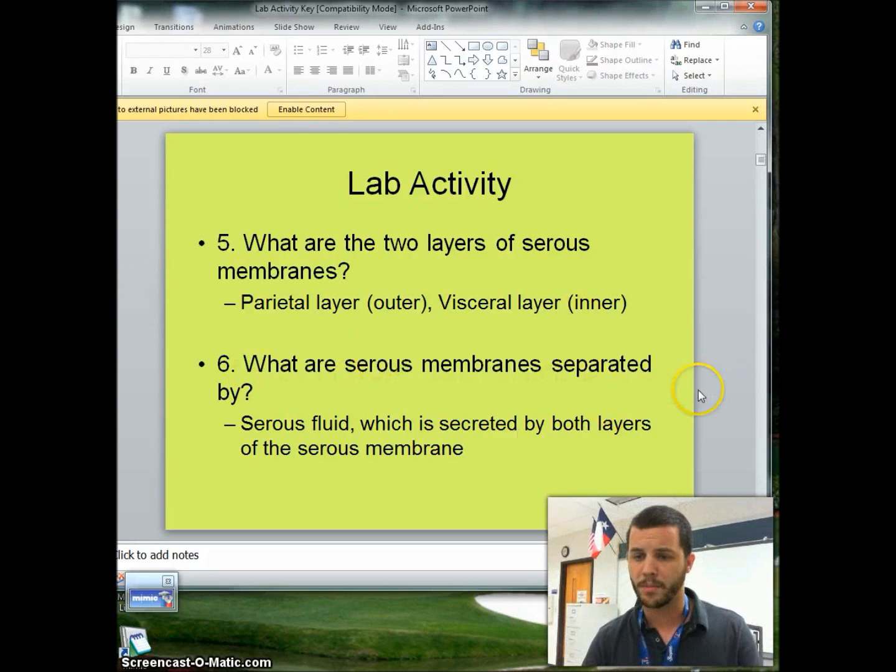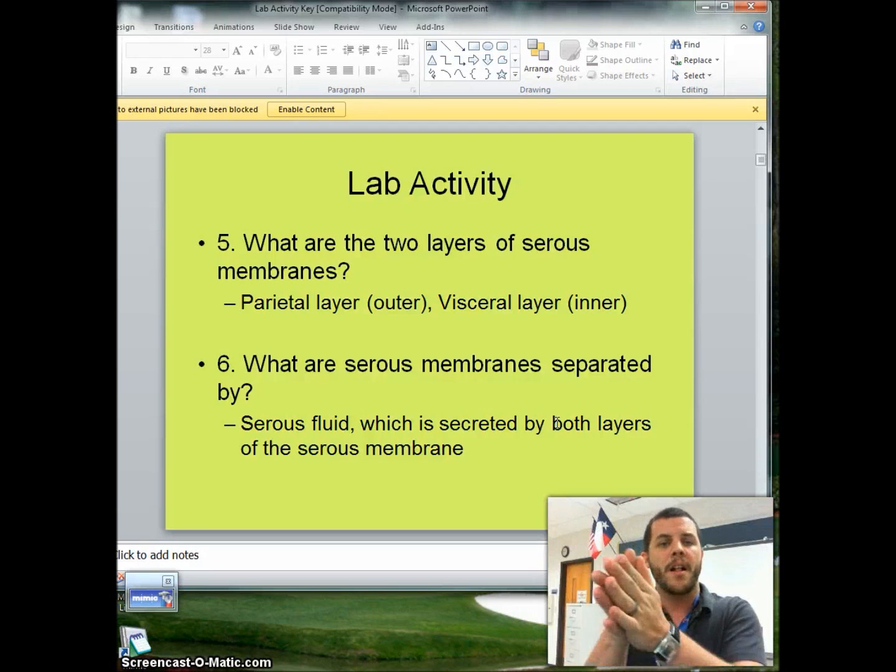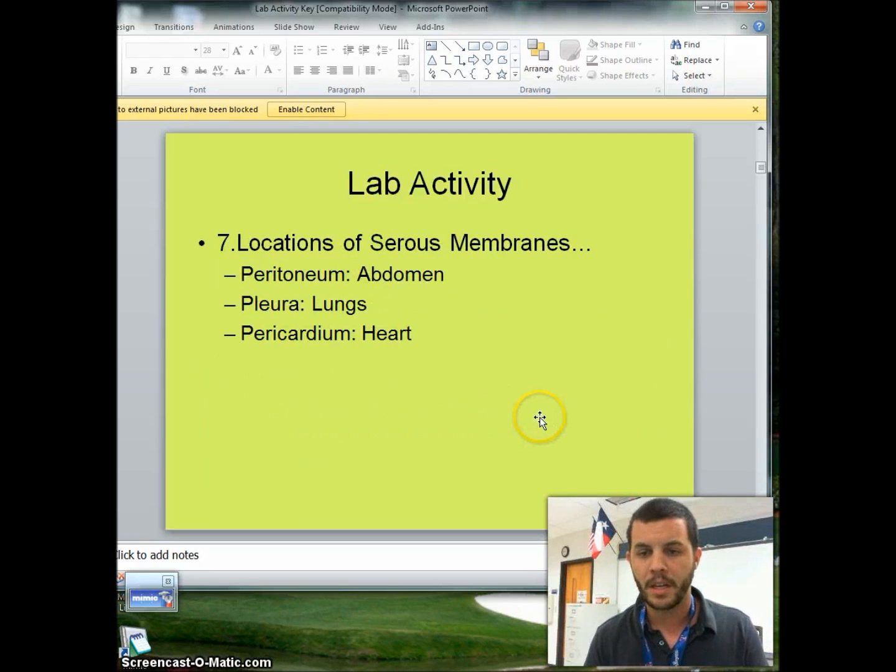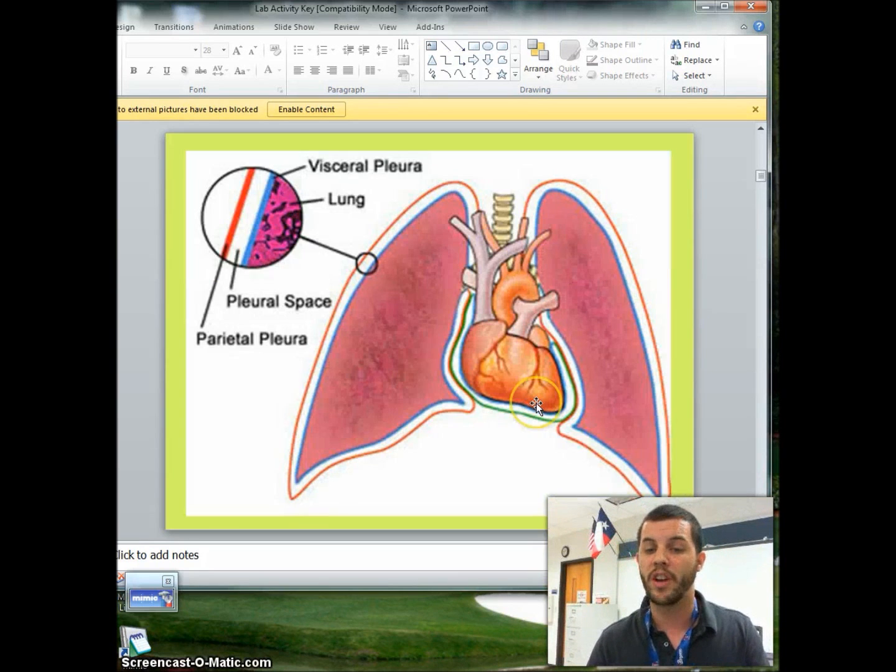So it says, what are serous membranes separated by? They're separated by serous fluid. That serous fluid is secreted by both layers to the inner portion. So now we've got this wet, lubricated area on the inside that doesn't allow for friction. We have a number of locations of serous membranes. The three that we're mainly going to be focusing on in this class are the peritoneum, which is found in the abdomen, the pleura, which is found in the lungs, and the pericardium, which is found in the heart.